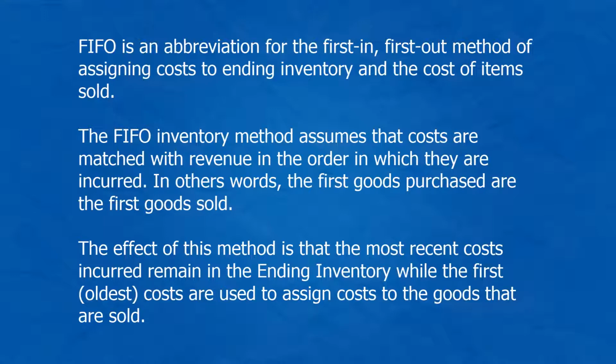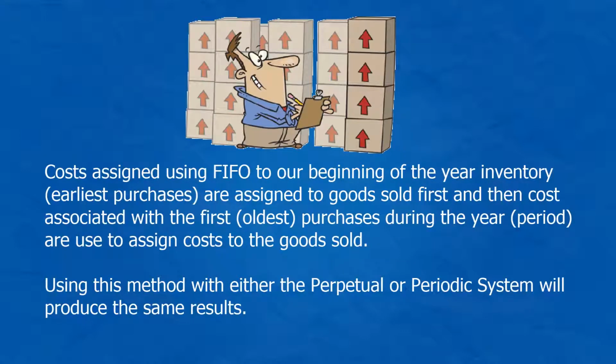In other words, the first goods purchased are the first goods sold. The effect of this method is that the most recent costs incurred remain in the ending inventory, while the first, oldest costs are used to assign costs to the goods that are sold. Costs assigned using FIFO to our beginning of the year inventory, earliest purchases, are assigned to goods sold first, and then cost associated with the first, oldest purchases during the year period are used to assign costs to the goods sold. Using this method with either the perpetual or periodic system will produce the same results.